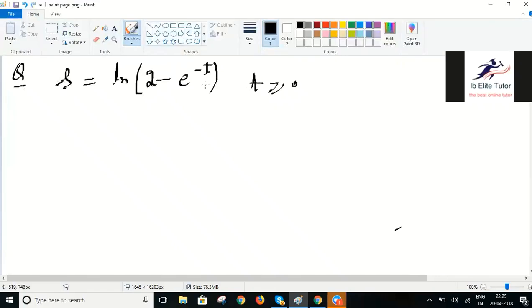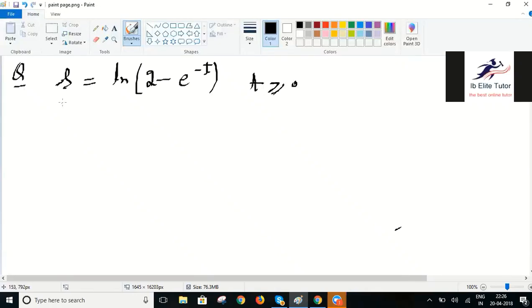The question simply states that a function is traveling some distance according to this function. The time taken by the function is either equal to or more than 0. That's quite logical because time cannot be negative. It says find the expression for the velocity of the particle.